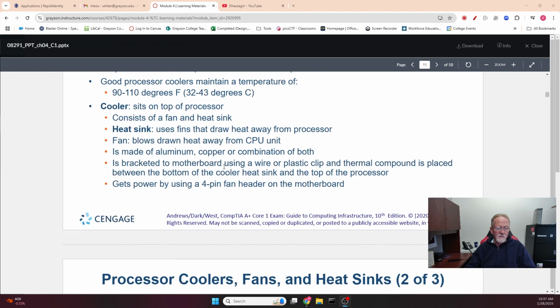It's tied to the motherboard using wire or plastic clips, and between the processor and the bottom of the heatsink, you'll find a silvery looking substance, almost like a powder, but it's actually a paste, and it's called thermal paste or thermal compound. Basically what it does is facilitate the transfer of heat between the processor and the cooler. The fan gets power from a 4-pin fan header on the motherboard, and usually it'll have a wire that plugs in there.